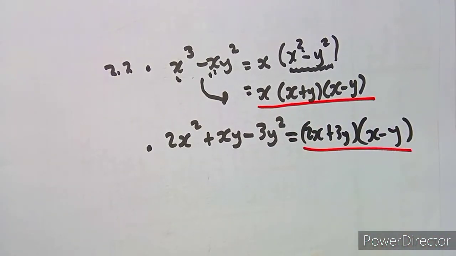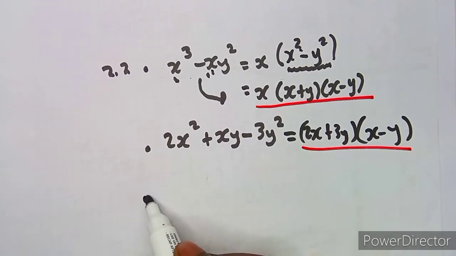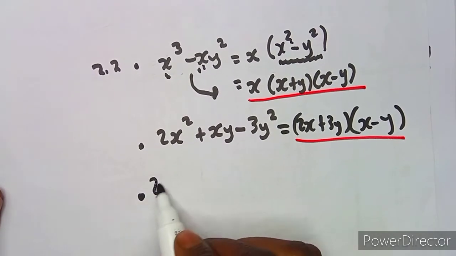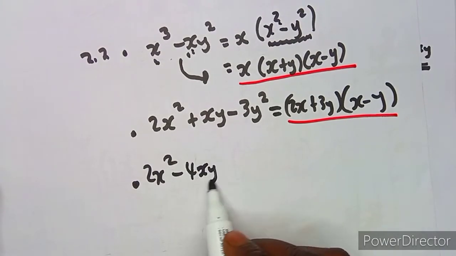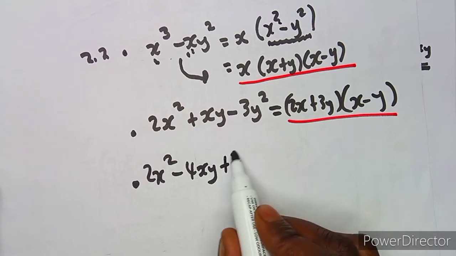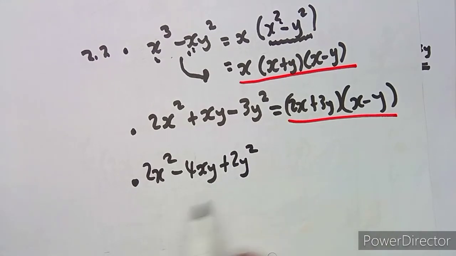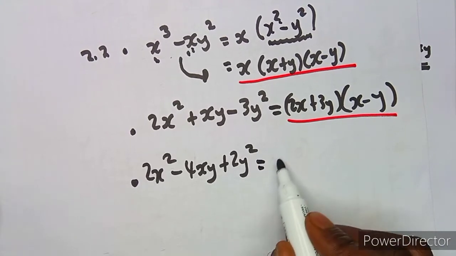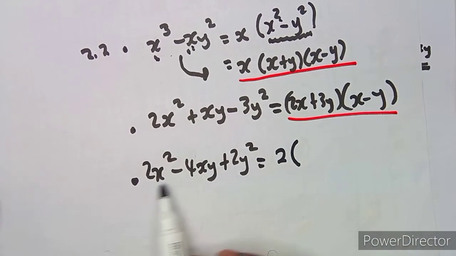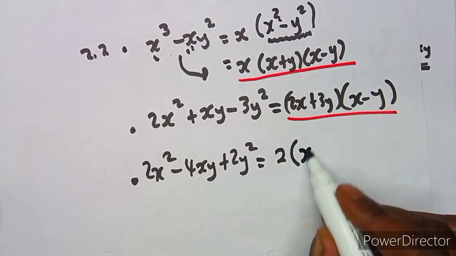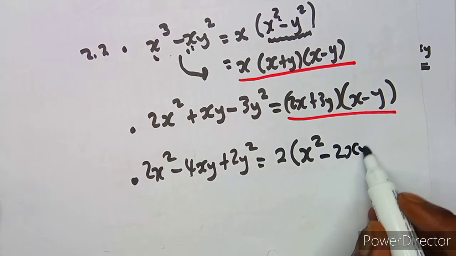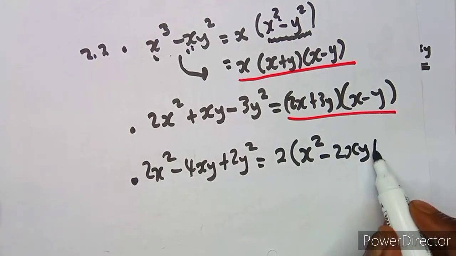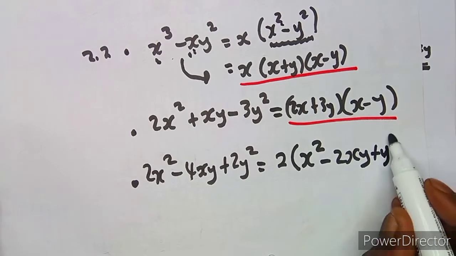All right, let's move to the last one. The last one was 2x squared minus 4xy plus 2y squared. It's similar to this one, but it's not, because here 2 is common. So you can start by factoring out 2. If you factor out 2, this is going to be x squared minus 4 divided by 2, which is minus 2xy. 2 and 2, we're going to be left with y squared like this.